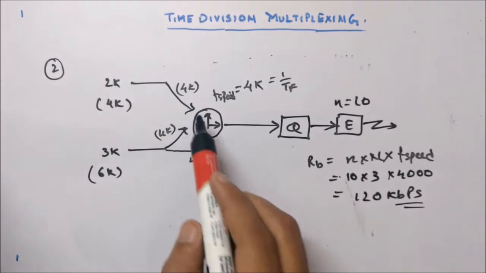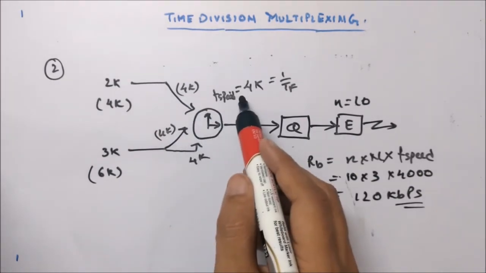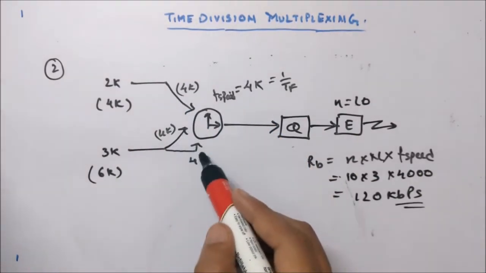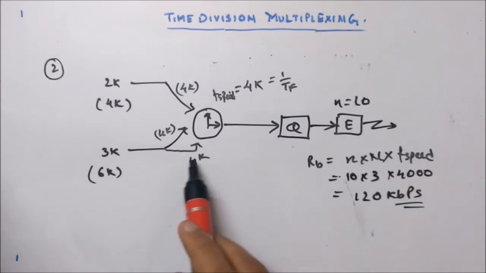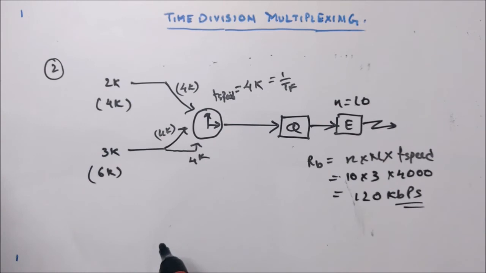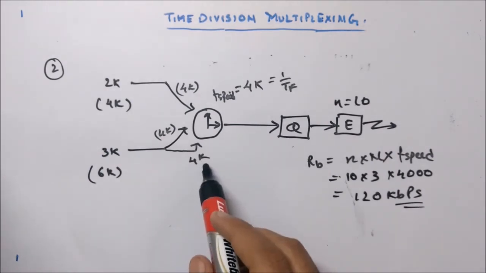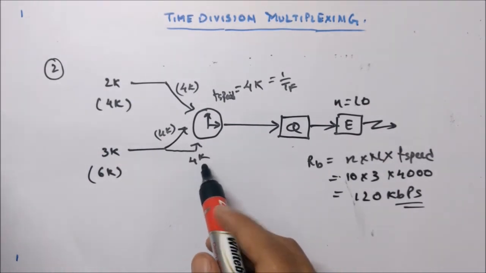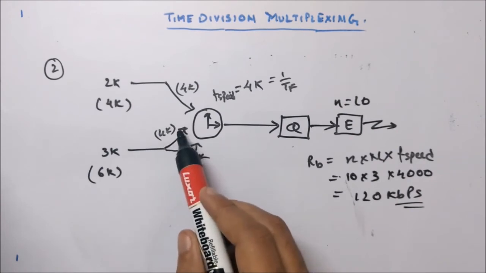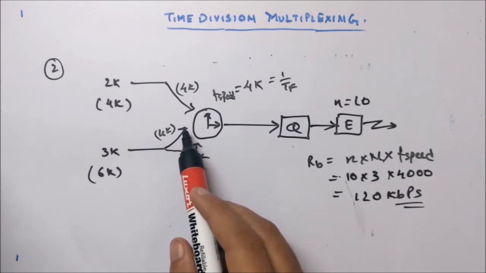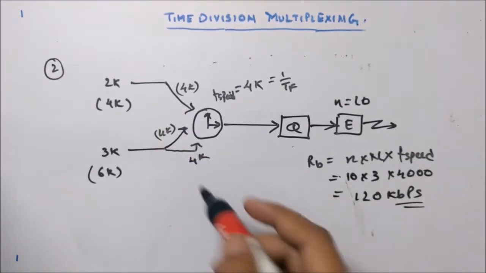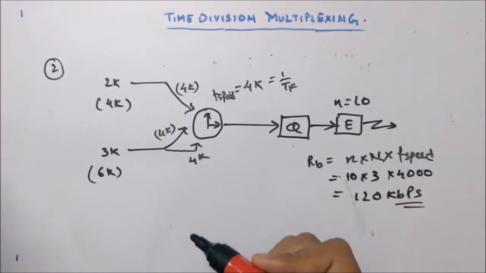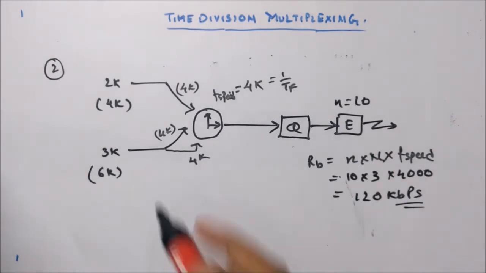So the speed of the commutator is 4K and there will be 3 signals, and here for the 2K samples you are oversampling. Means Fs is not equal to 2 FM, Fs is greater than 2 FM for this one. For this one Fs is equal to 2 FM, and for this one greater than 2 FM, where FM is 2 kHz.